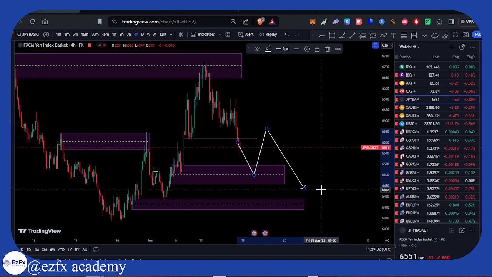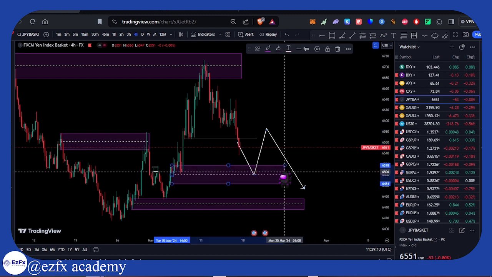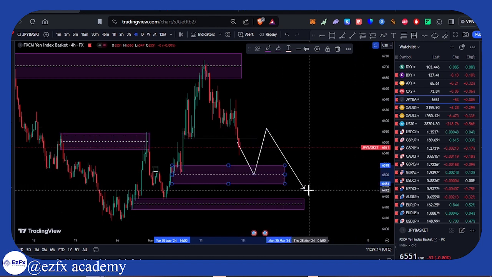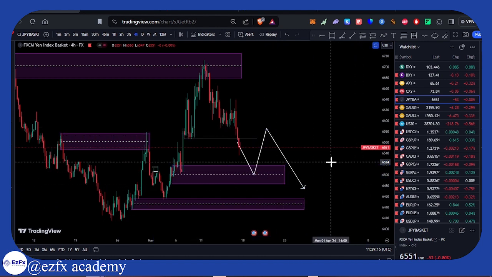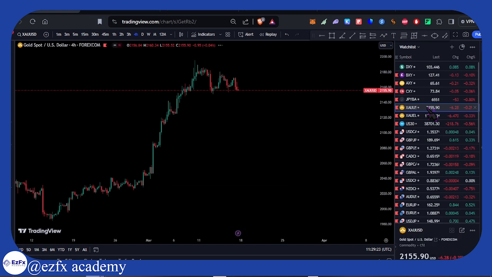So overall, I'm expecting JPY basket, just for this week at least, to gain some strength. However, I just want to watch out for price to get into this zone before we get to see that strength on JPY basket. This second sell might not necessarily happen this week. It might have to happen next week, but we'll just watch out for the amount of volatility that we get to see in the market during the course of this week.